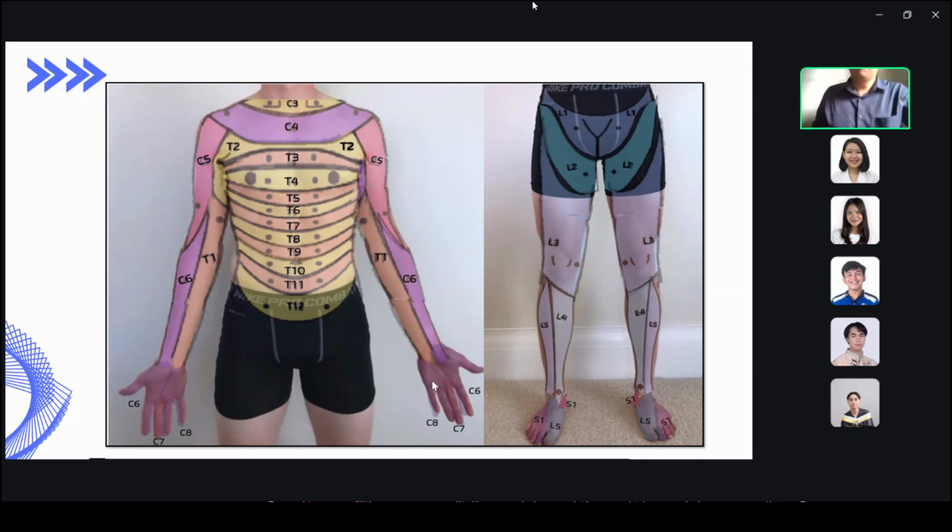T4 level because we have T1 to T12, the thoracic spinal involvement here. So our landmarks are T4 at the breast, T10 at the umbilical area, and T12 at the hypogastric area. And then for the hands, the thumb and the pointer are at C6, C7 is the middle finger, then C8 is the fifth finger.